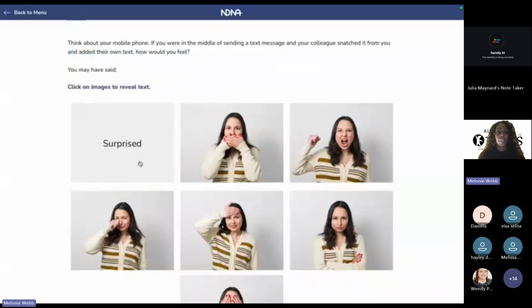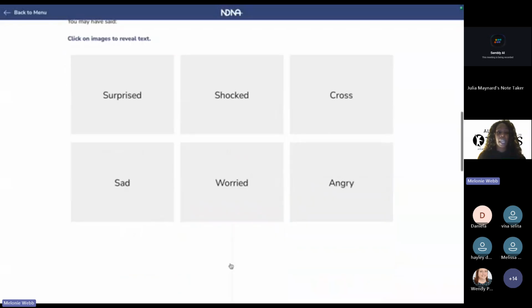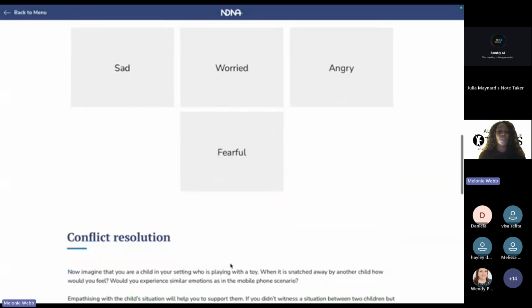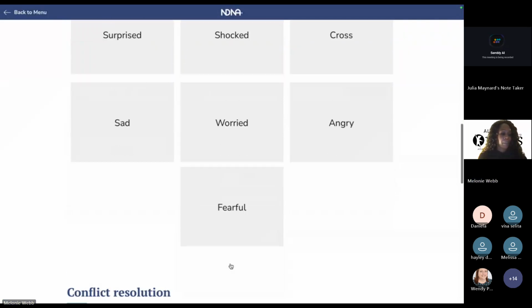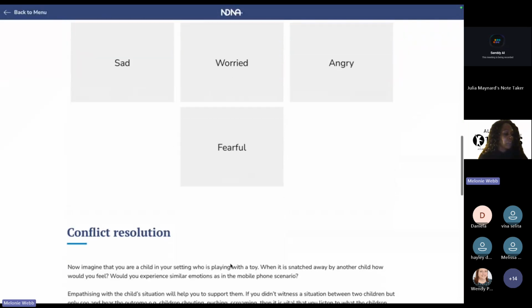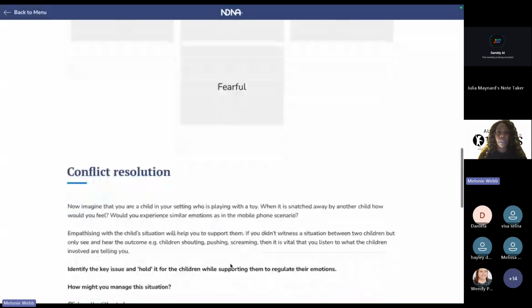So you might be surprised, you might be shocked, cross, angry, worried, what are they going to do, sad, and fearful. Now imagine all of those emotions that you're feeling because someone's just taken this dinosaur off of you for the fifth time today. No communication, frustration is going to be at a high level, turn taking, and learning the concept of patience.